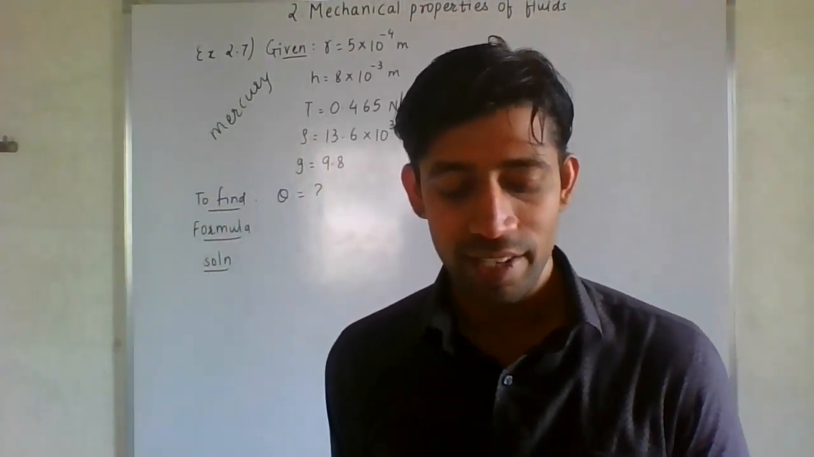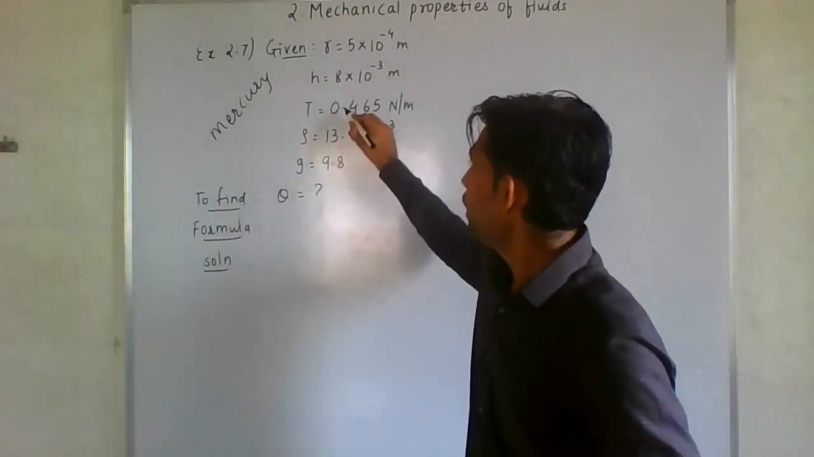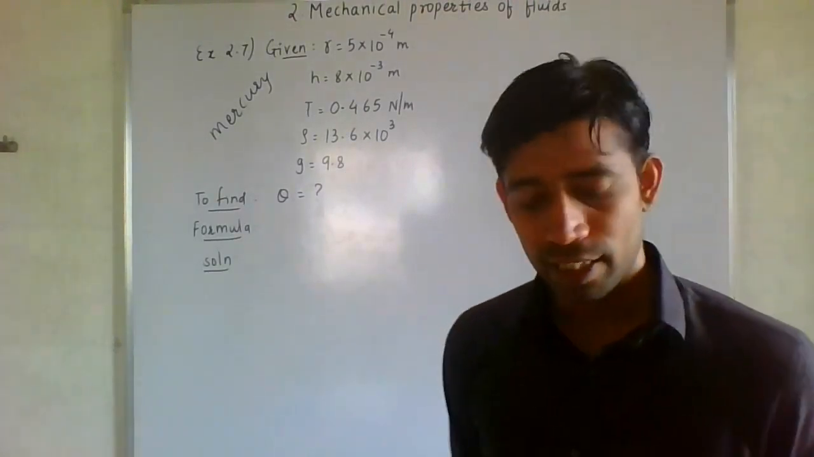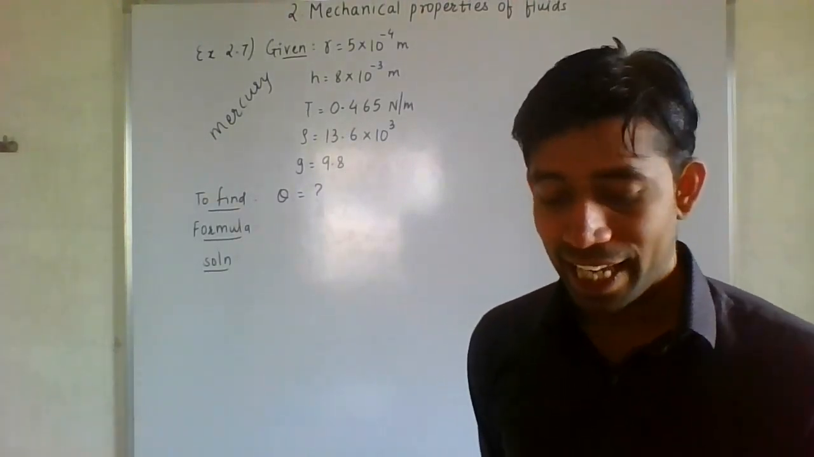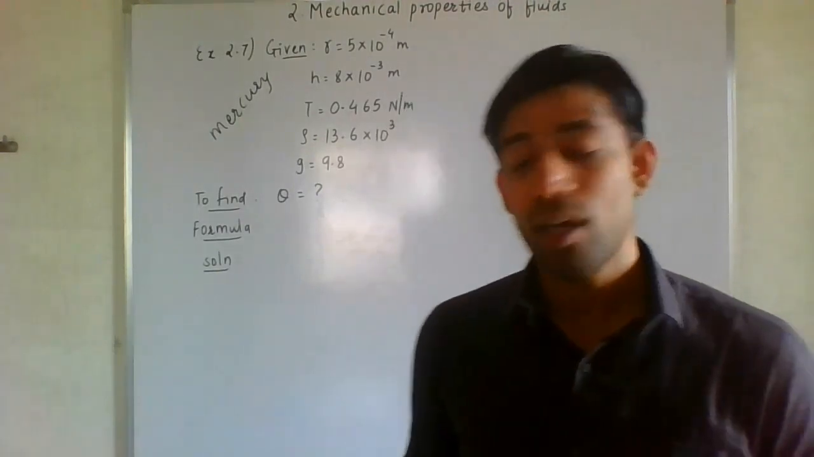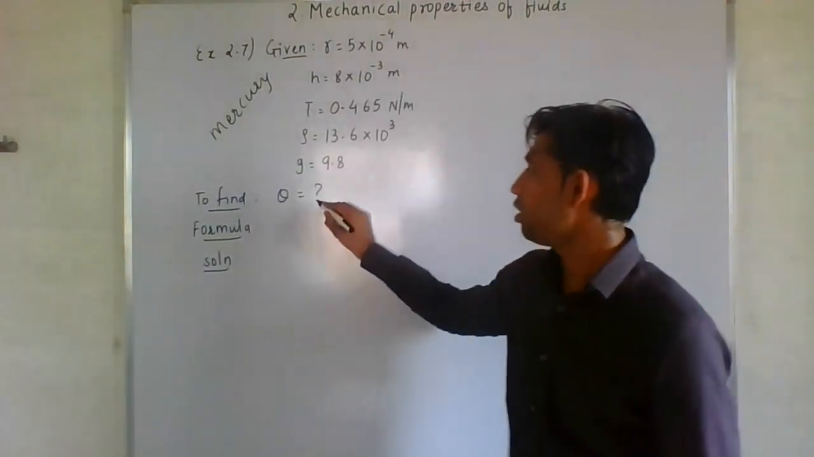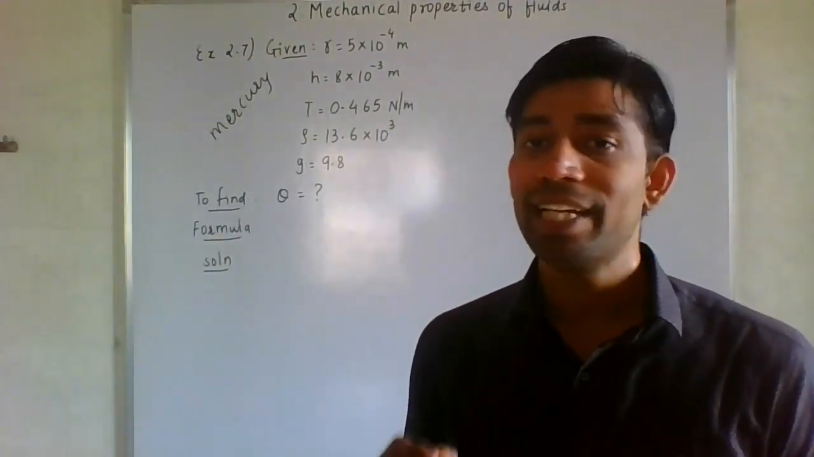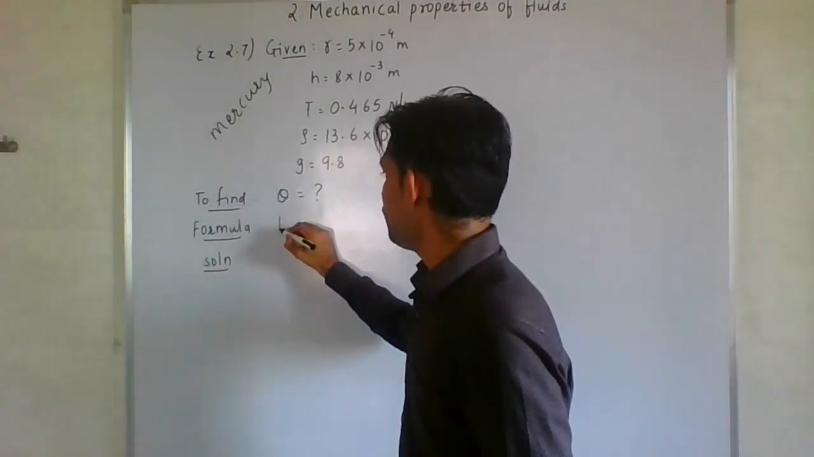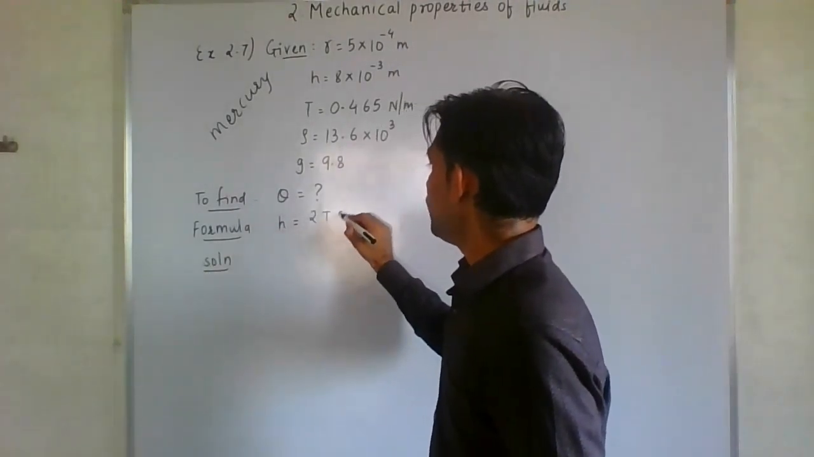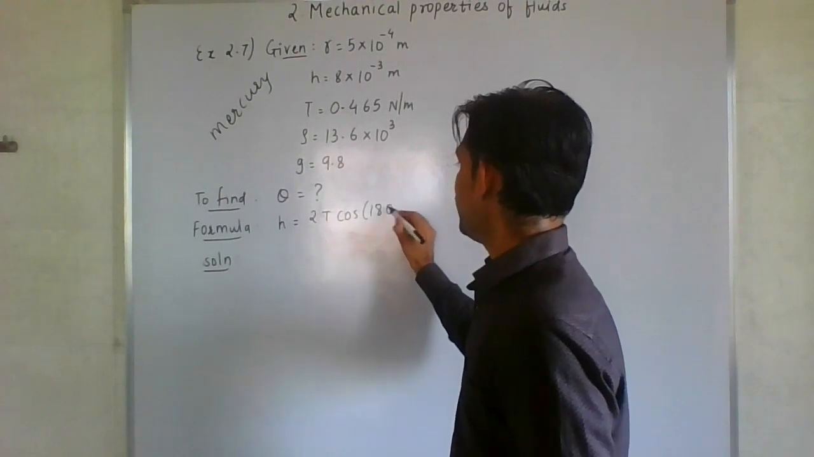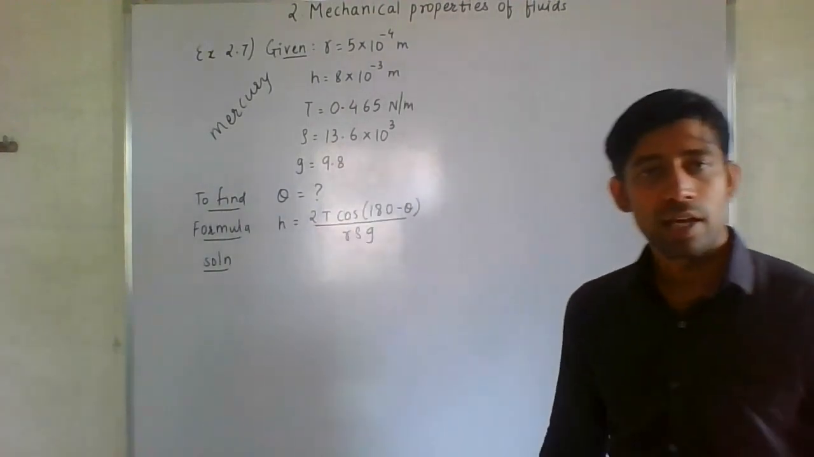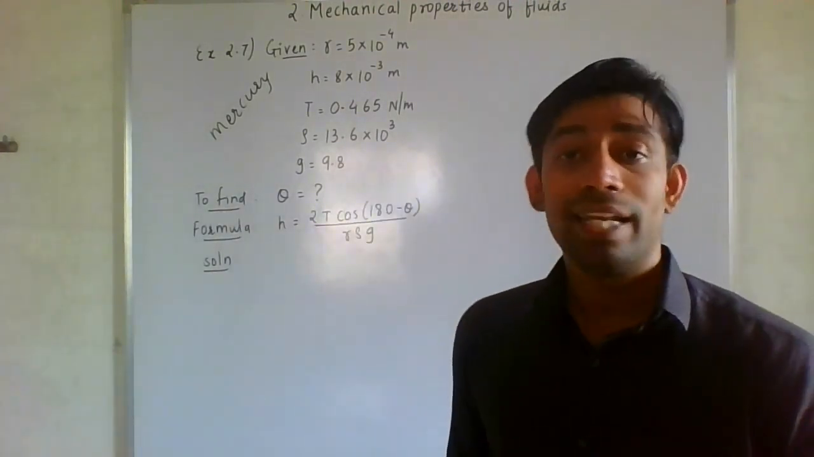Surface tension is given 0.465. Density of mercury is given 13.6 into 10 raised to 3. G value we know 9.8. And they have asked to find the angle of contact. Here is the angle of contact. So just now I told you that for mercury, our formula will get modified and our formula will be H is equal to 2t cos 180 minus theta divided by r rho g. Correct or not? Now let's solve this sum.